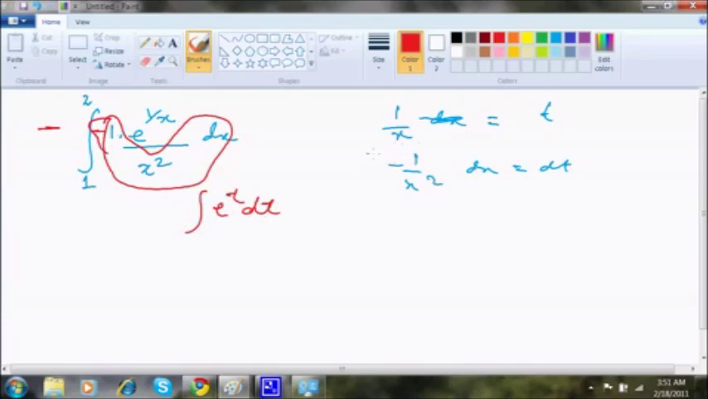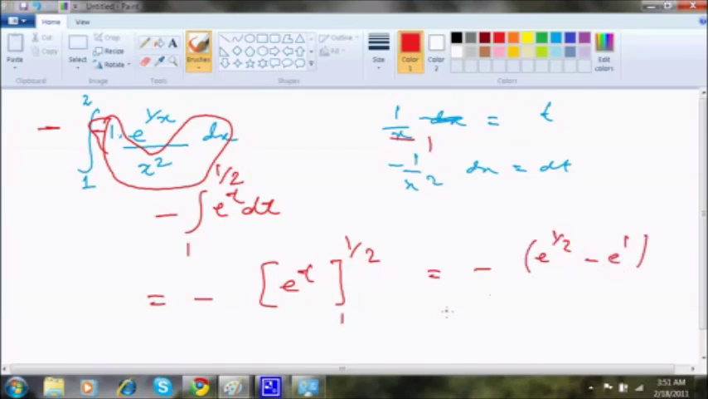Now 1 by x is t. When x is 1, t is 1 by 1, which is 1. When x is 2, this is 1 by 2. I believe there is a minus sign standing out. So this is minus e to the power t, from 1 to 1 by 2. This is minus (e to the power 1 by 2 minus e to the power 1), which is e minus root e. In other words, you can leave the answer over here.